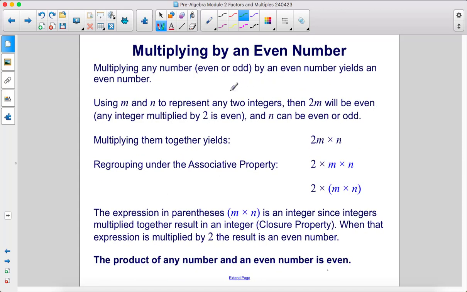Multiplying any number, even or odd, by an even number yields an even number. Using m and n to represent any two integers, then 2m will be even, because any integer multiplied by 2 is even, and n can be either even or odd. So multiplying them together is 2m times n, but we can regroup under the associative property. So we can say, well, that's 2 times m times n, and now we can group these together. The expression in parentheses is an integer, since integers multiplied together result in an integer. When that expression is multiplied by 2, the result is going to be an even number. Therefore, the product of any number and an even number is even.